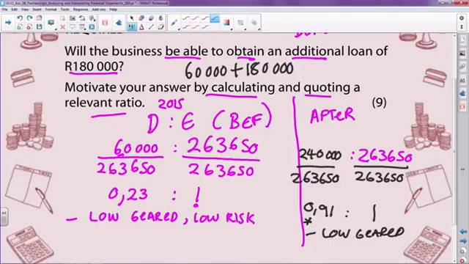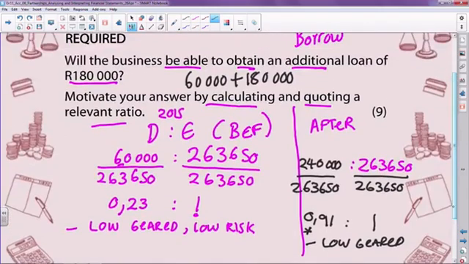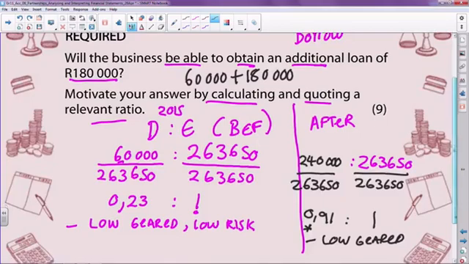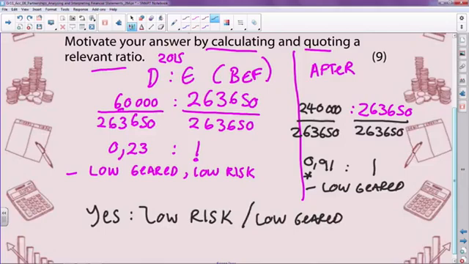So the advice that you would give the business, going back to the question, will the business be able to obtain an additional loan? The answer will be yes. The reason for that is the business is low risk, or low geared, and therefore the banks will grant the business an additional loan. In other words, they will qualify for additional loans.